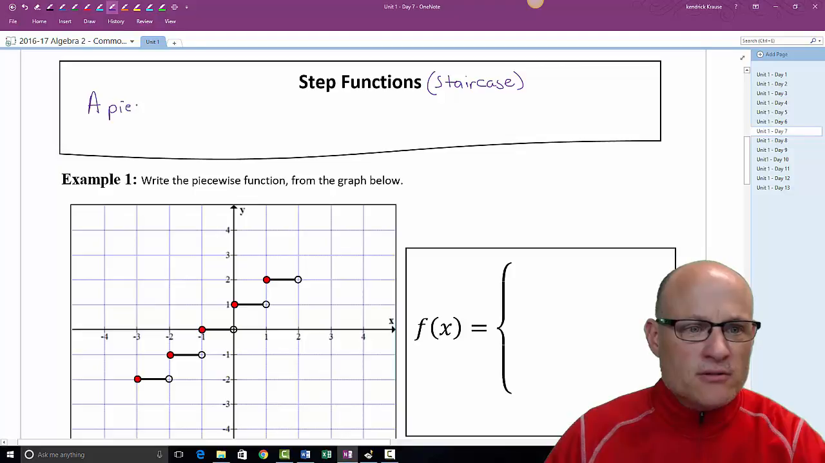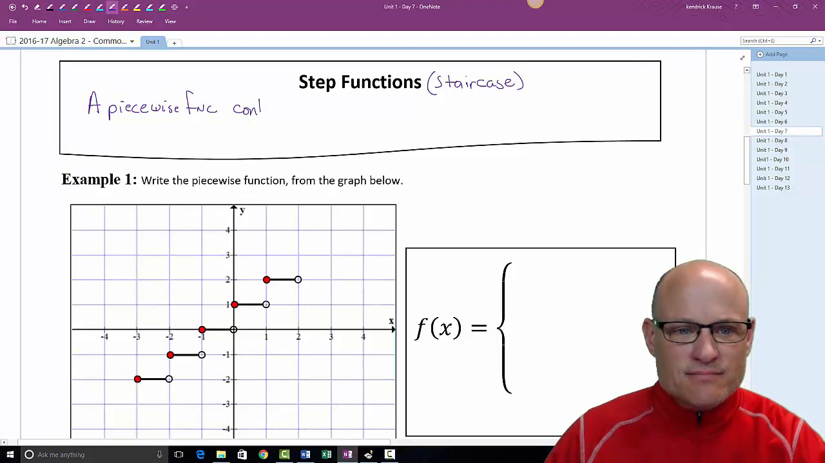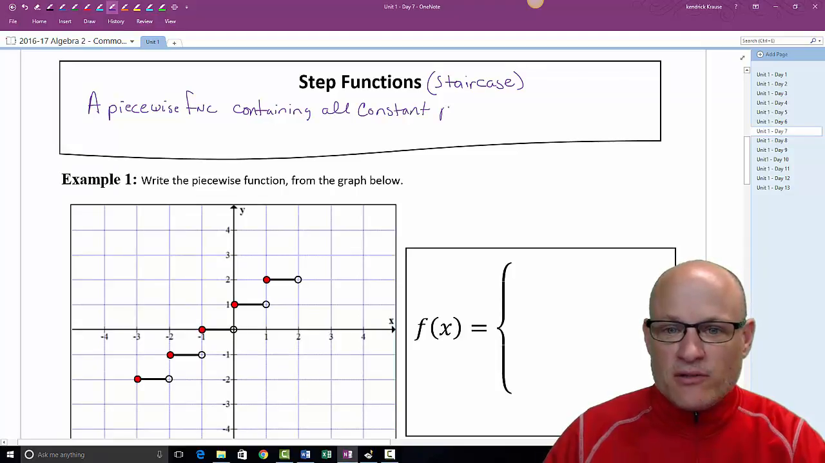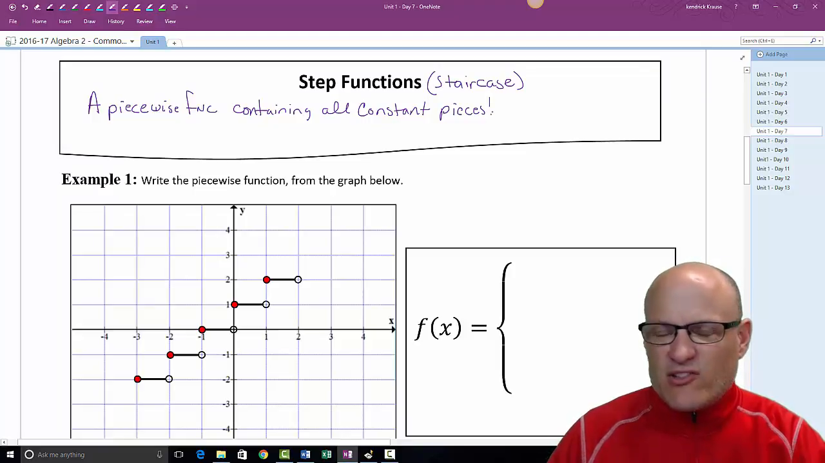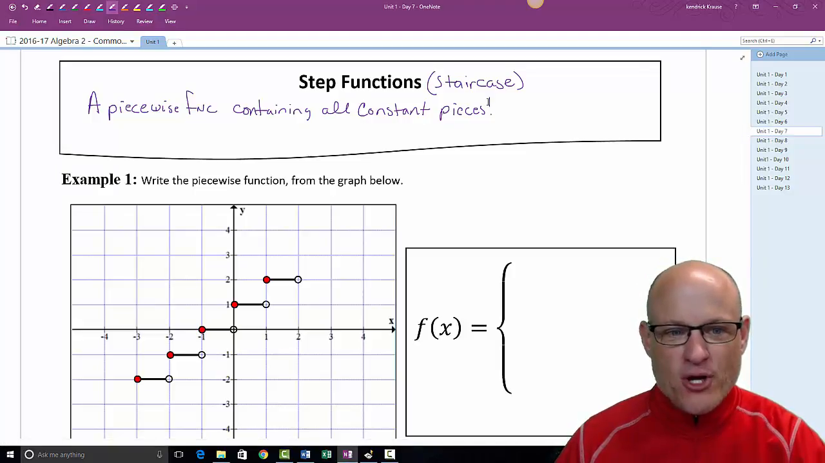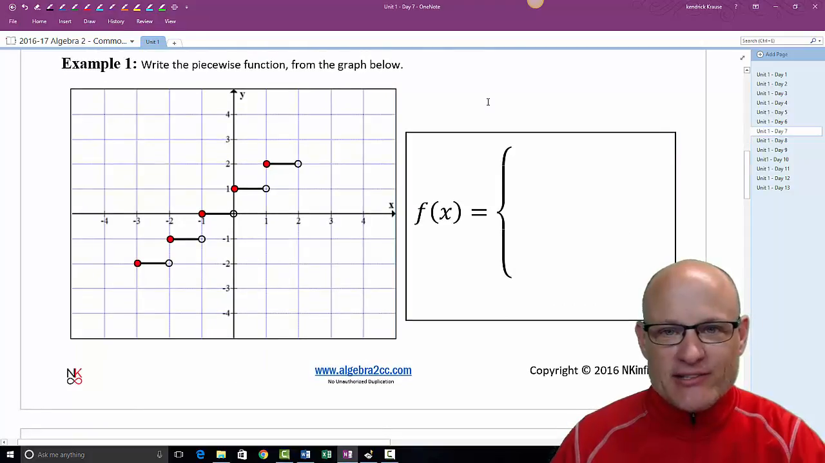And basically it's just a piecewise function containing all constant pieces. Okay, so this is just a very simplistic definition of a step function or staircase function. Let's look and see what they look like. Oh, look. They look like steps.